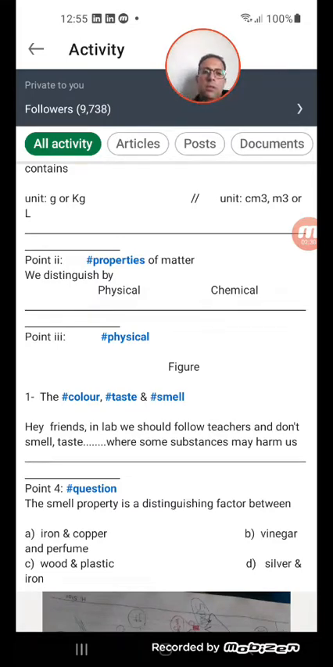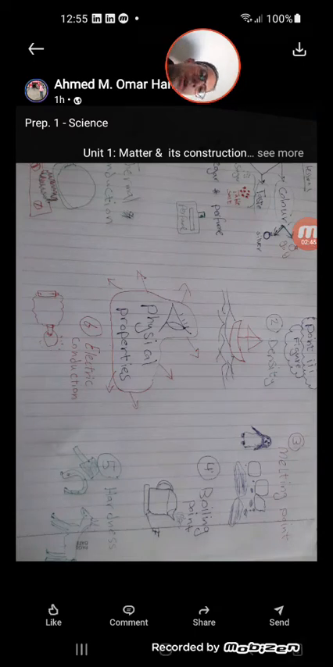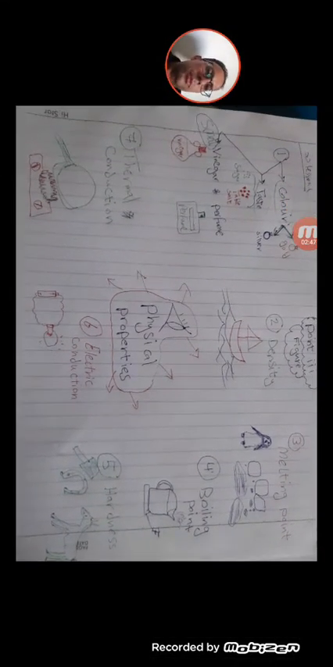The properties of matter are physical and chemical, and we'll talk today about the physical ones. Let's move to the figure to see the whole picture of the physical properties. The physical properties contain 7 points to talk about. We'll talk about the first point only, which is color, taste, and smell. The second point is density. We'll talk about the following points quickly and return to the first point. Density is related to mass and volume, and we'll talk about details later.